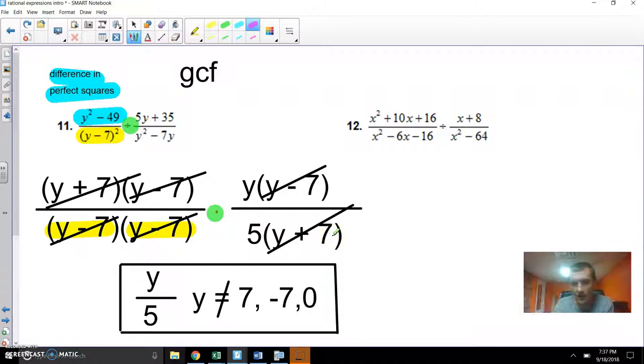However, that's in the numerator now. The bottom is now on the top, and they both had y in common. And so when you take out a y, you still have y minus 7 inside your binomial.